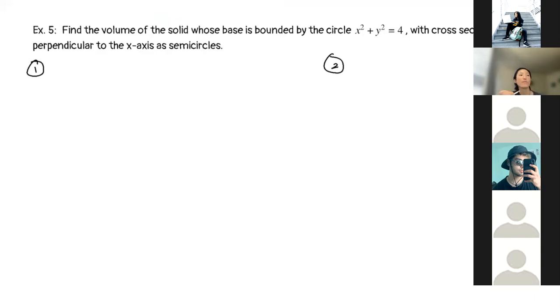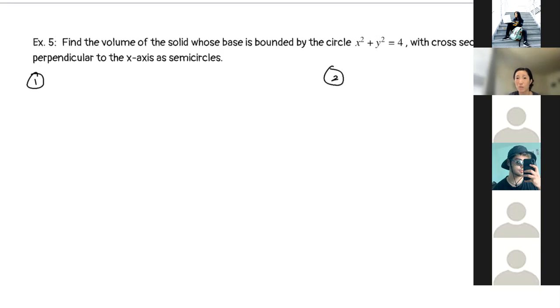Find the volume of the solid whose base is bounded by the circle x squared plus y squared equals 4. So here are those conic sections again, with cross sections perpendicular to the x-axis as semicircles. All right, so the base of this whole shape is a circle, and then the cross sections themselves are semicircles. So let's go back up to the top for a moment. Let's pick which picture matches this scenario the best so we can kind of envision it, because we're not going to draw the three-dimensional part, we'll draw the two-dimensional part.